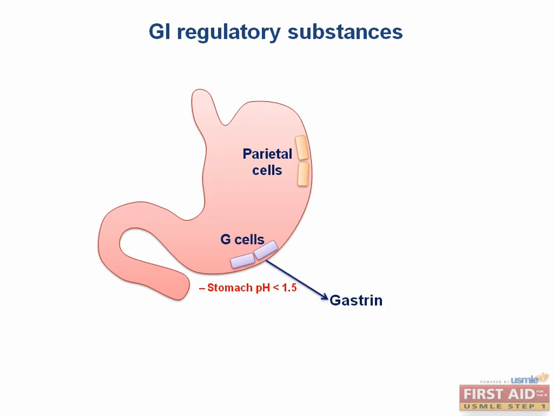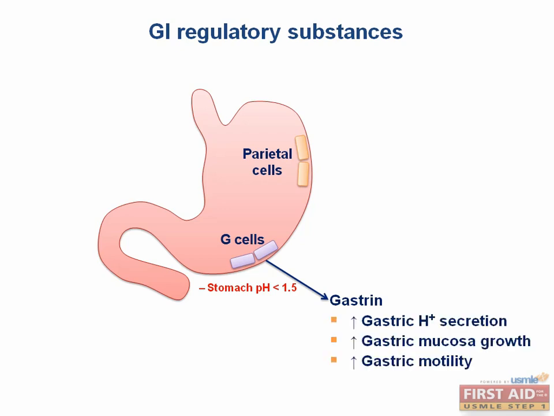Gastrin is a very typical GI hormone. It is produced in the antrum of the stomach by the G cells, which you can see here, and it's released into the circulation. Gastrin works to increase gastric acid secretion. It increases growth of the gastric mucosa, and it increases gastric motility.